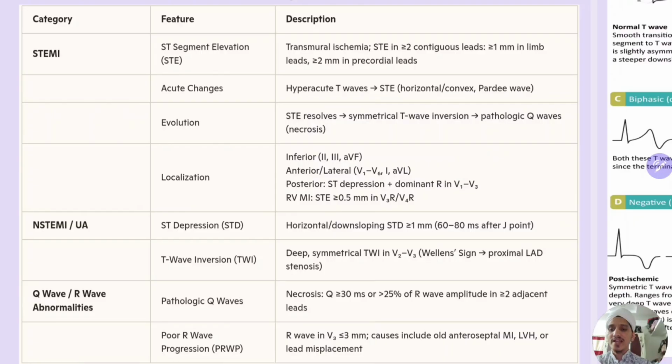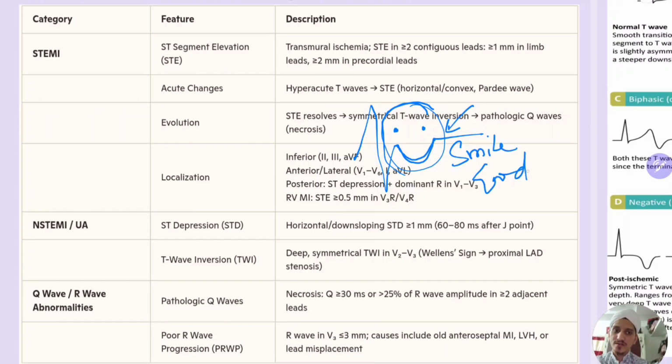Remember benign from malignant ST elevation. You remember this sign, no? If the ST segment is elevated concavely like this, so if you draw like this, this is the smile sign. That means it is good, meaning it is not malignant.